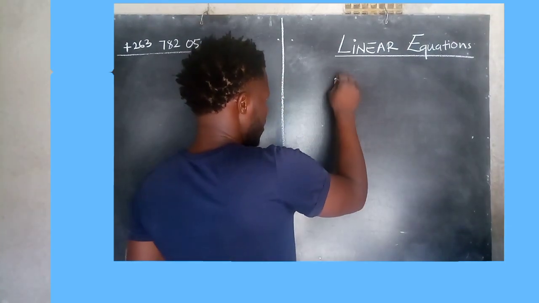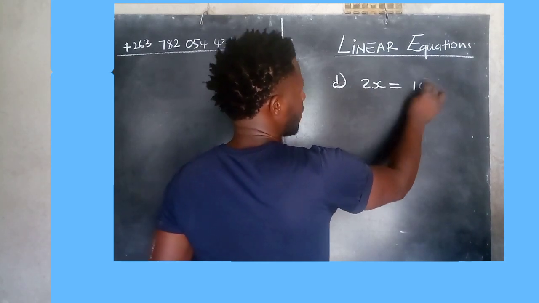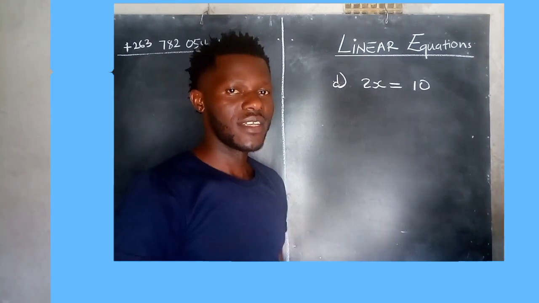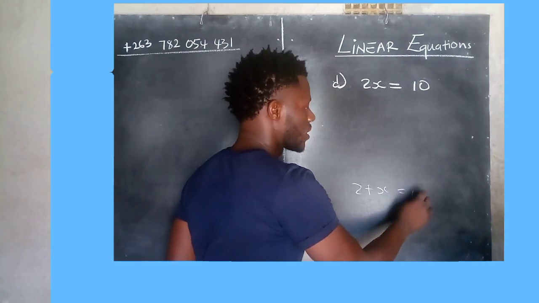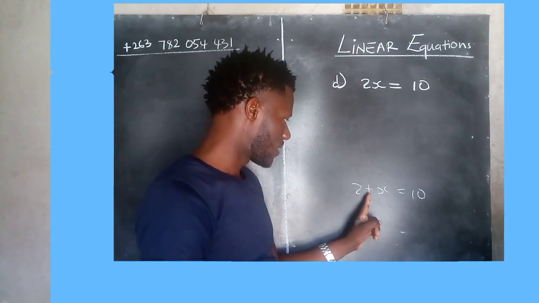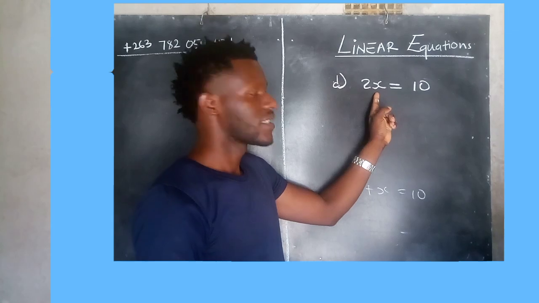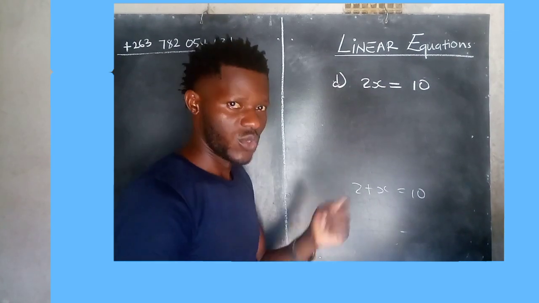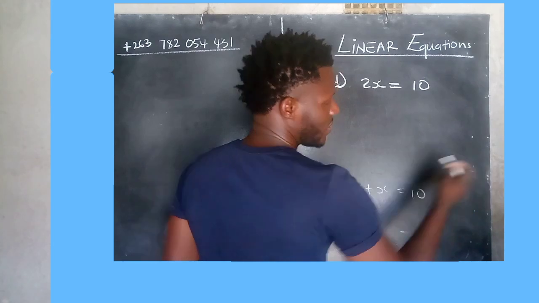Let's have this example, number D, 2x is equals to 10. Now it's kind of different. It's different from 2 plus x is equals to 10. Grouping method applies when the terms are adding or subtracting. In this case, according to algebra, 2 and x are multiplied. So you do the opposite of multiplication. Multiplication is opposed by division.